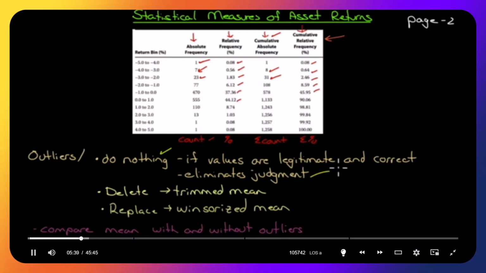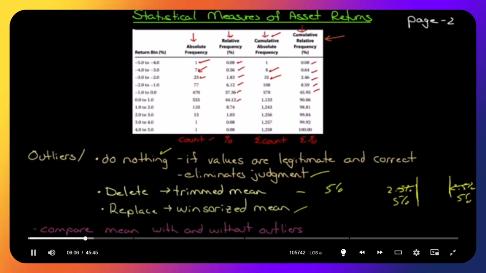That would be what we've seen already, a trimmed mean. By the way, the reading gives an example of 5% trimmed mean, suggesting that you take 2.5% off of each side. That is wrong. A trimmed mean, if it's 5% trimmed mean, it means you trim 5% on both sides. You can replace the outliers, and that is a Windsorized mean, and we've already seen that.